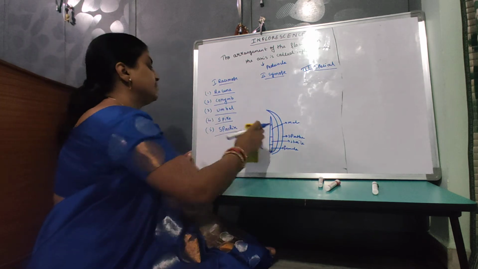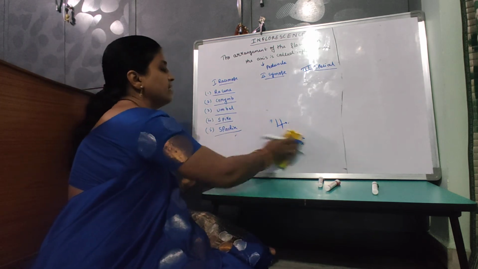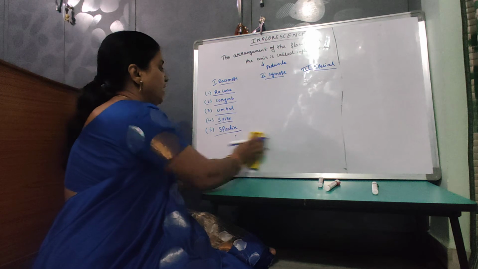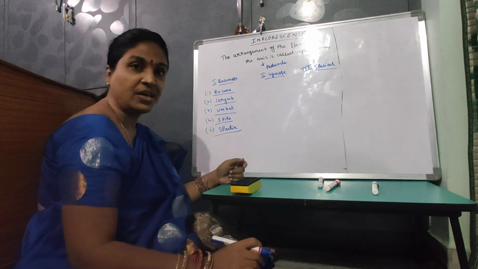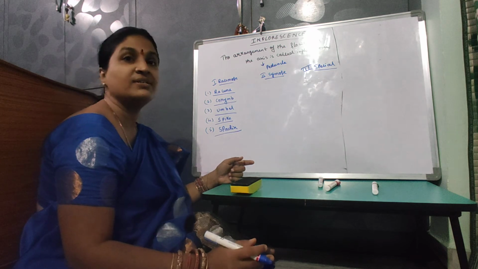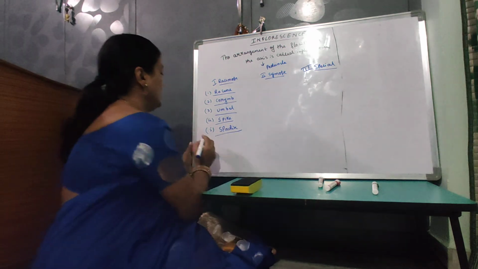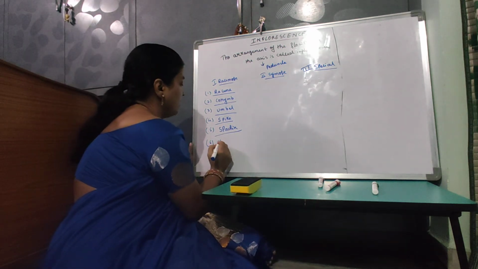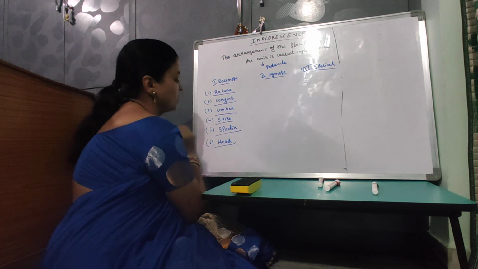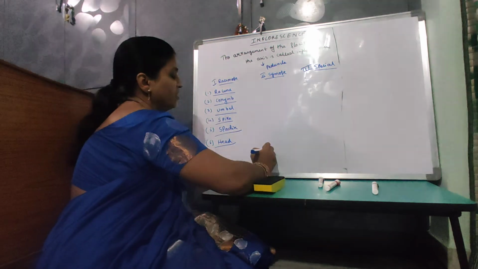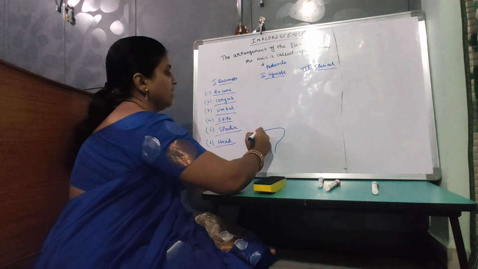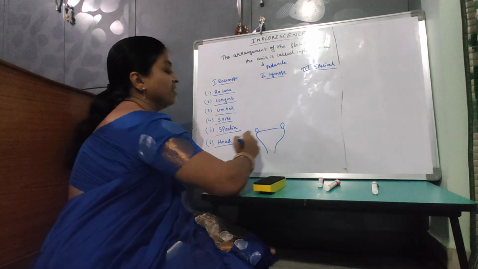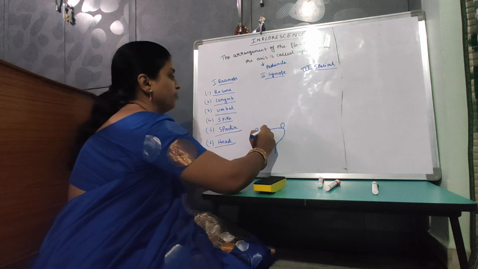Then the sixth type of inflorescence is head inflorescence. Head inflorescence is the characteristic feature of family Asteraceae, Compositae. A very good example is sunflower, marigold, like that. Sixth one is head inflorescence. It is a characteristic feature of Asteraceae. Here, the peduncle becomes condensed like this, and the flowers are arranged in the centripetal manner.